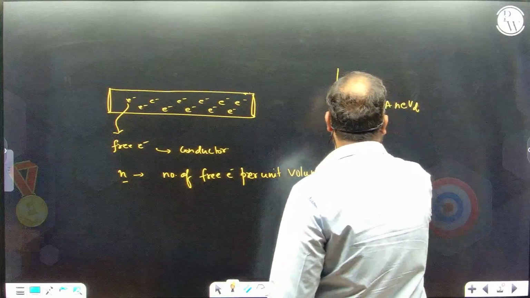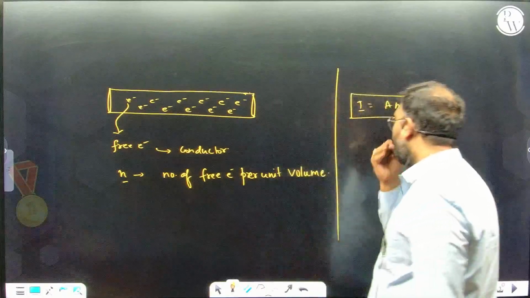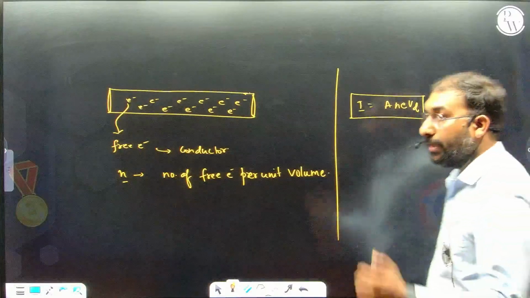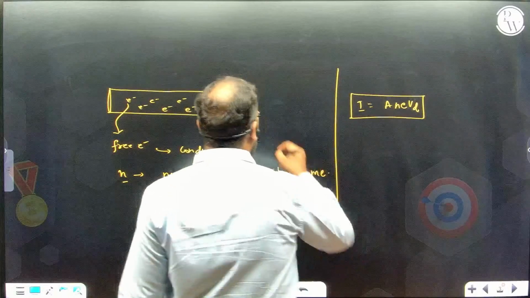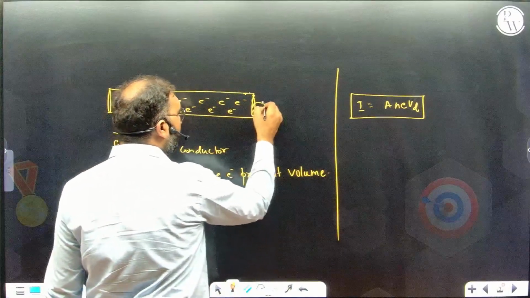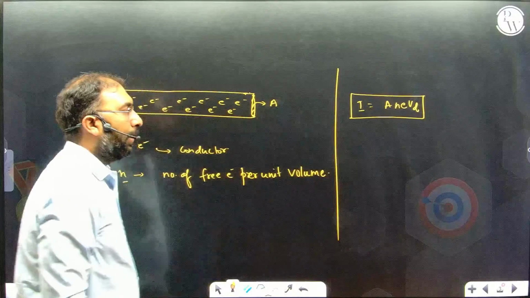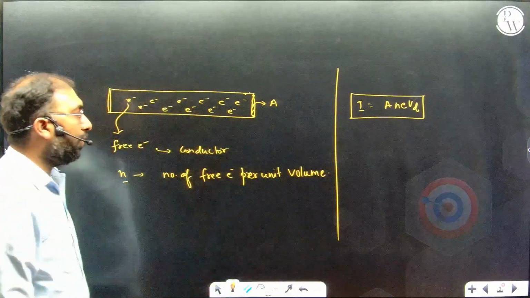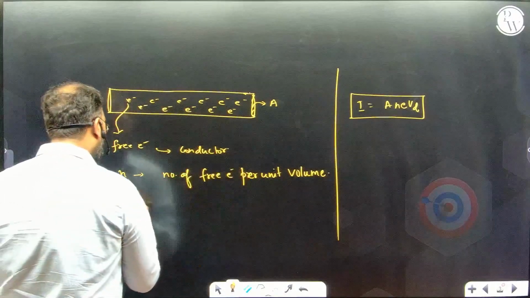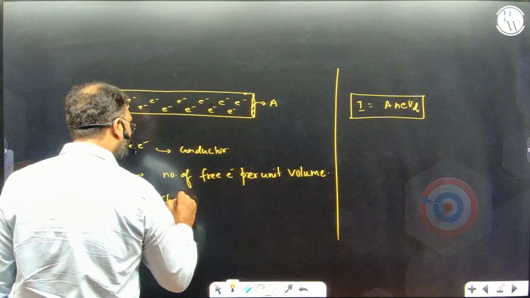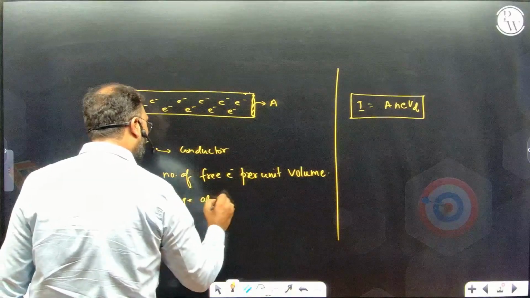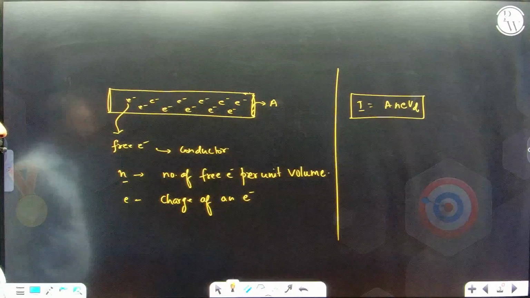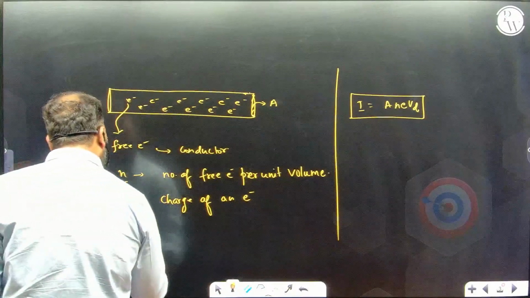This is a very important relation. A large number of questions have been asked based on this relation, I equals to nAeVd. So we'll understand what is A here. This is the area of cross section, A. n is the number of electrons per unit volume. e is the charge of an electron. And Vd here is drift velocity.